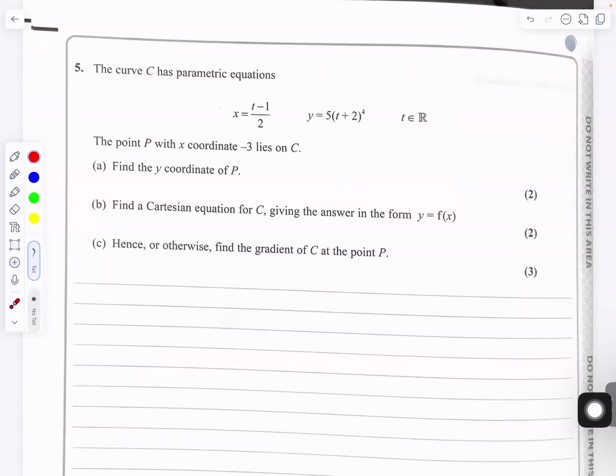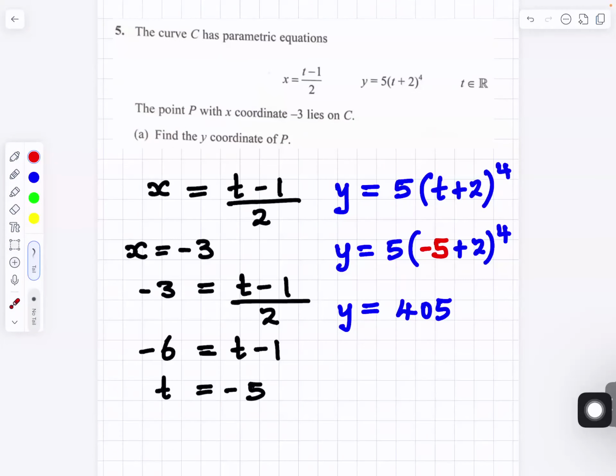Question number 5. The curve C has parametric equations. The point P with x coordinate minus 3 lies on C. Find the y coordinate of P. So it's parametric equations. So we know x is equal to t minus 1 over 2. We know x is minus 3. So we replace x with minus 3 and solve it for t.